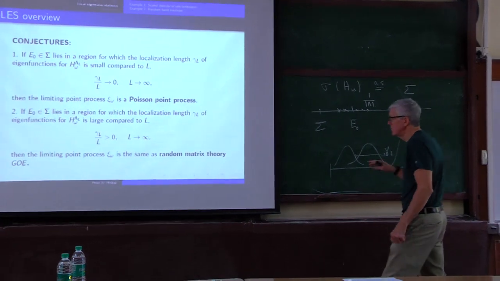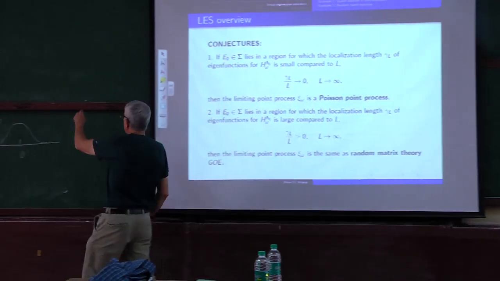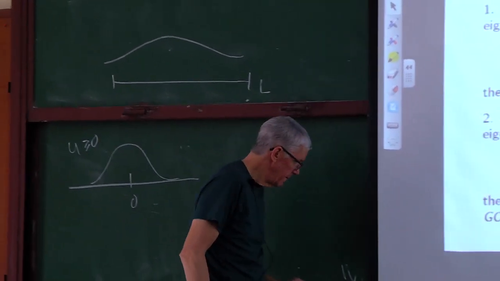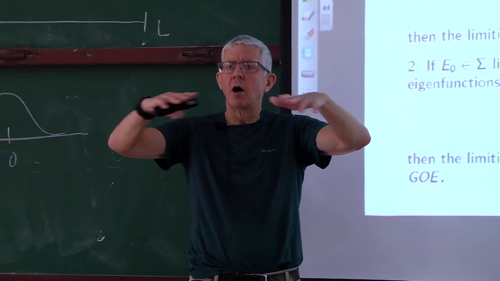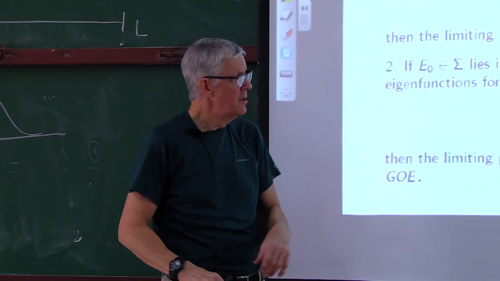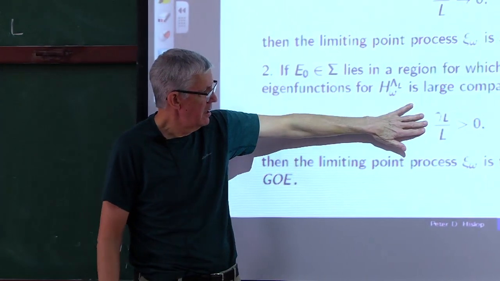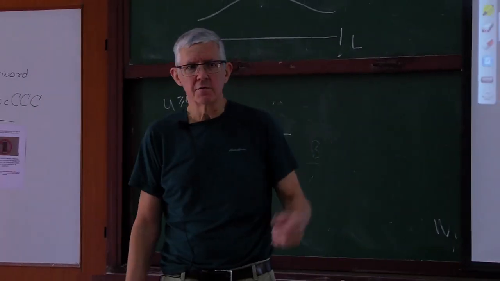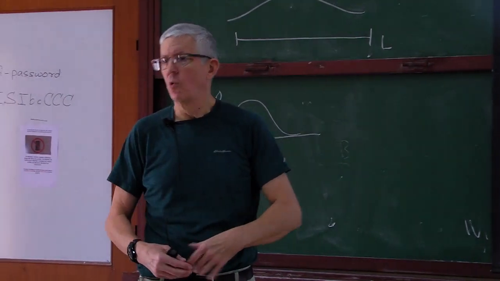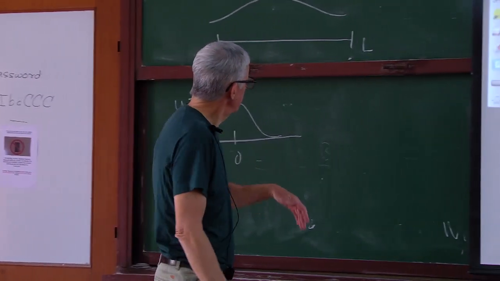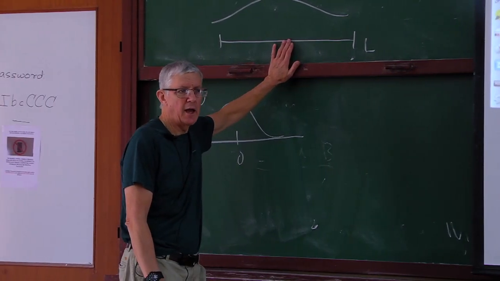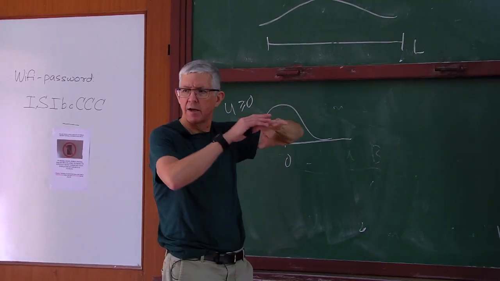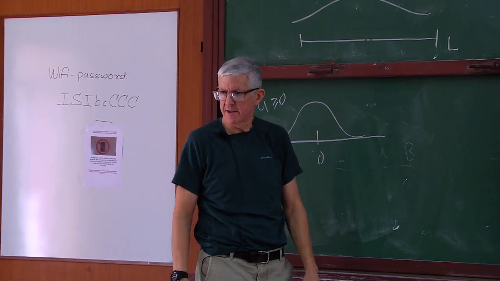On the other hand, if you look at another picture on scale L, and suppose that the eigenfunctions are very large over the scale length L, so that when I take the ratio of the localization length to the size of the box as L goes to infinity, that stays positive or even diverges. What that means is that if I'm sitting at this scale, capital L, I just see an extended state of the system.